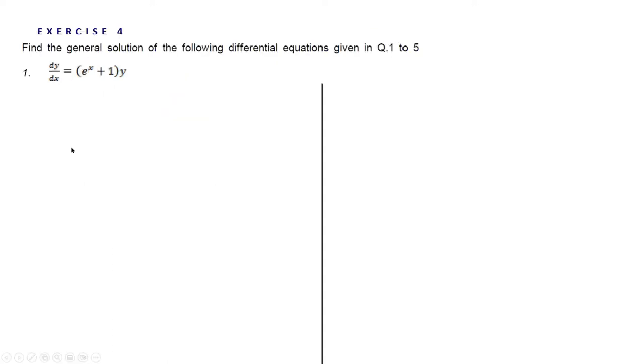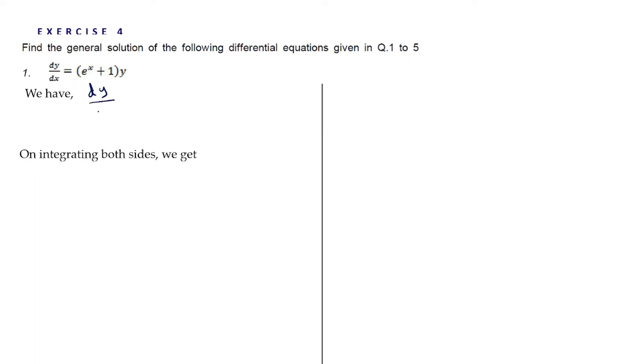Now moving on to the questions from exercise 4 of the CBSE handbook. Find the general solution of the following differential equations given in question 1 to 5. The first one, dy by dx equal to e raised to x plus 1 into y. Here we can see that it is of the form f of x into g of y, where the function of x is e raised to x plus 1 and function of y is y. So we can use variable separable method to solve this differential equation.